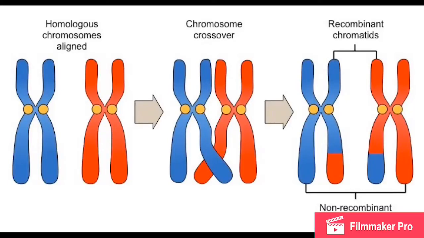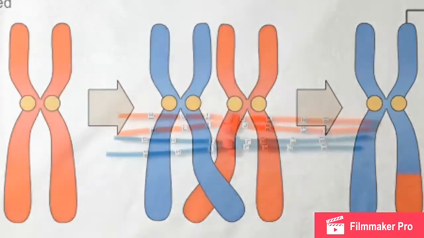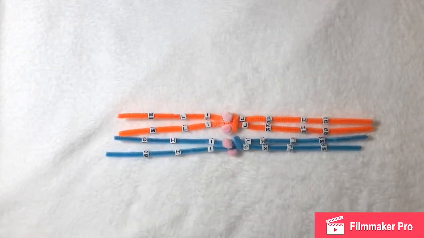In this video, we are going to be discussing synapsis, which occurs during prophase 1 of meiosis. Synapsis occurs when two homologous chromosomes pair up in preparation for crossing over, which is the exchange of genes or genetic material between homologous chromosomes. Let's take a look at our first example of synapsis.